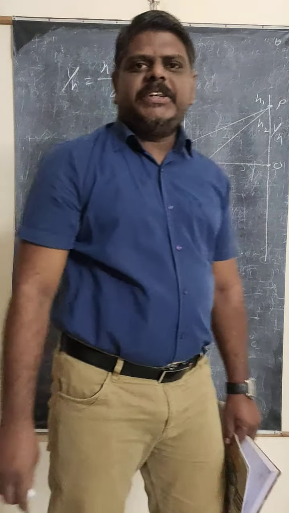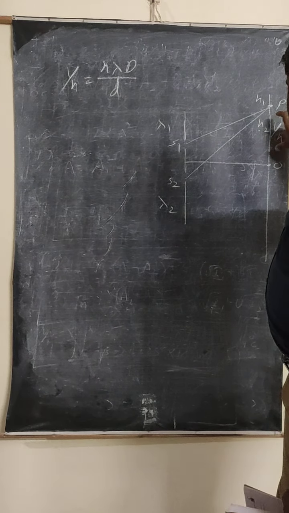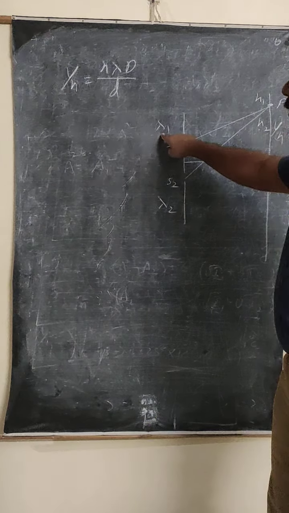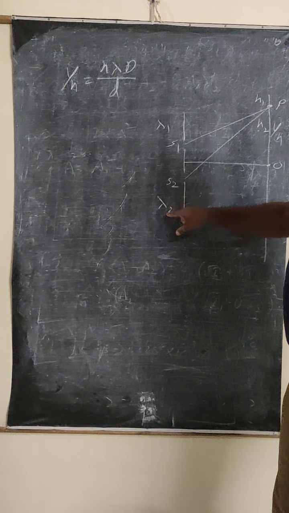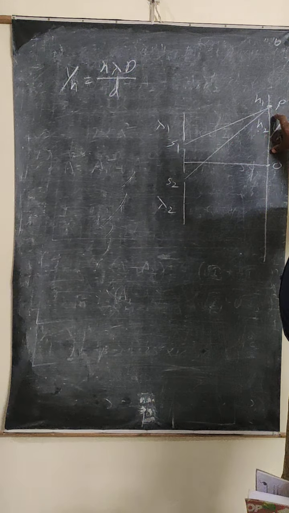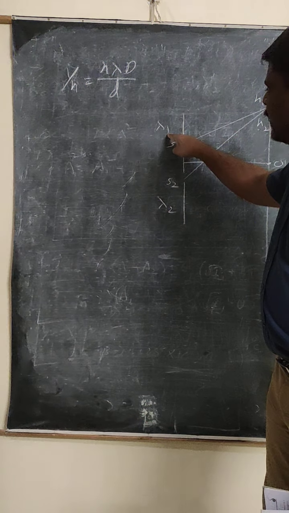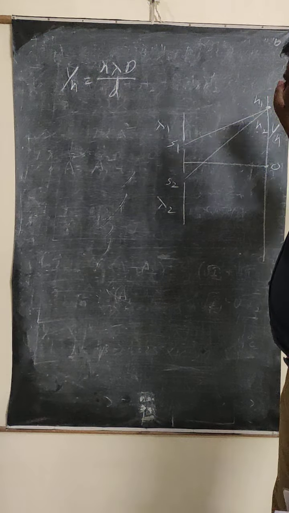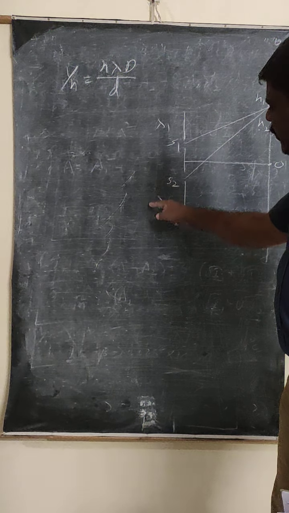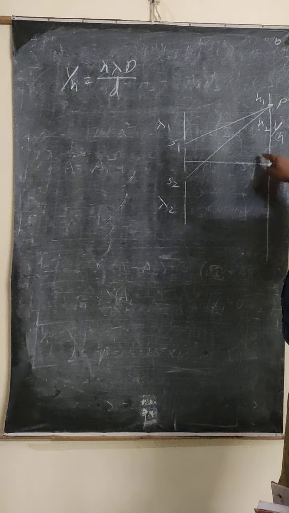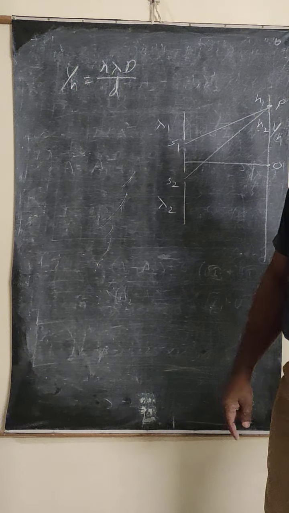Here a small complication is there. The distance does not change whether you use the wavelength lambda 1 or the wavelength lambda 2, because the distance is the same. But what changes? If you use the first wavelength, how many bands are produced? n1 bands are produced. If you use lambda 2, the second wavelength, how many bands are produced? n2 bands are produced.